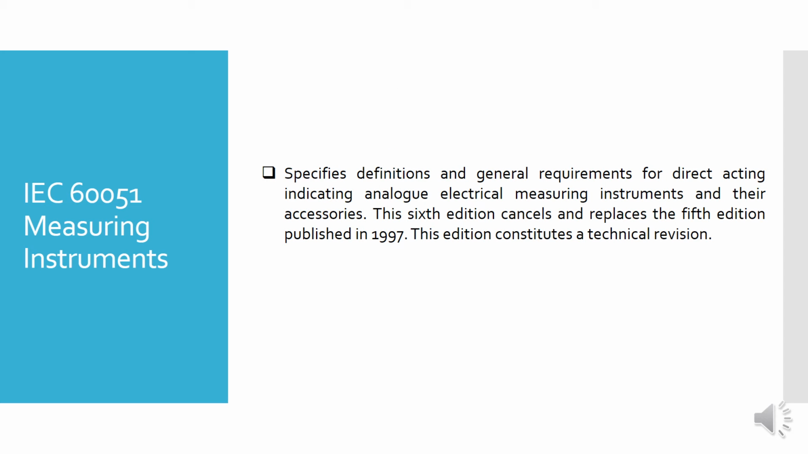Next code is IEC 60051, measuring instruments. This code specifies definitions and general requirements for direct acting indicating analog electrical measuring instruments and their accessories. This sixth edition cancels and replaces the fifth edition published in 1997. This edition constitutes a technical revision.